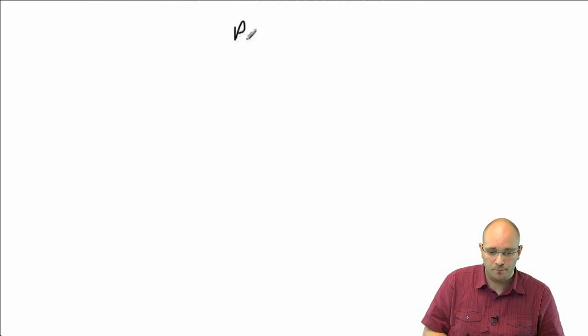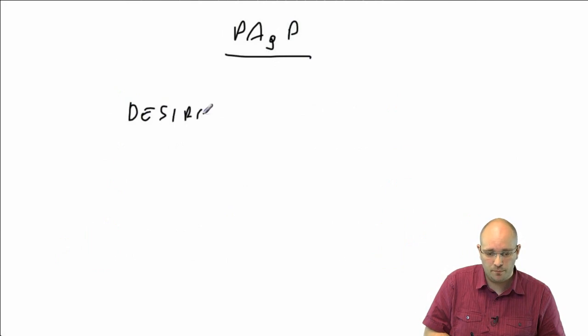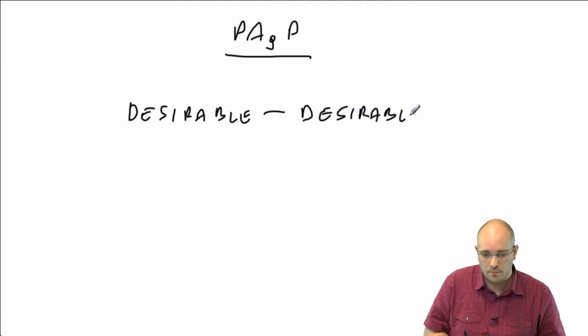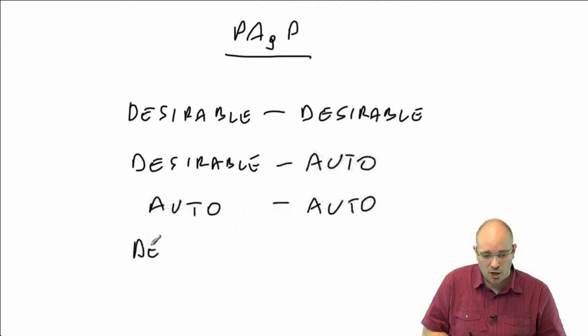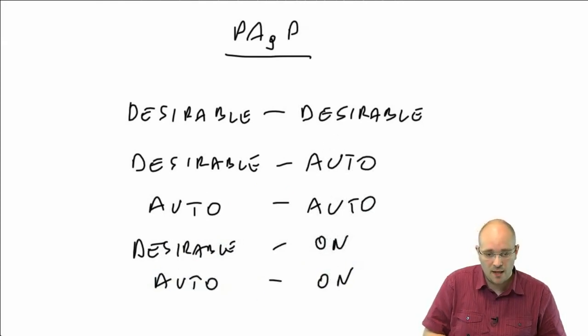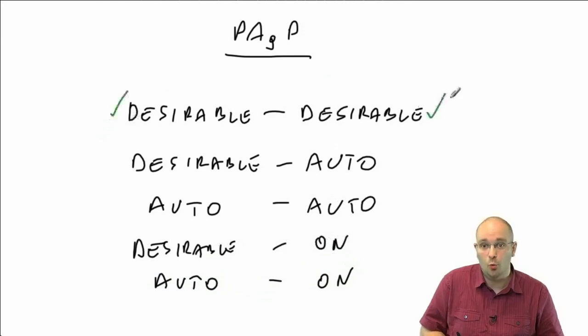What happens there? So when we have PAgP, we have desirable and desirable. We can have desirable and auto. We can have auto and auto. And finally, we can have desirable and on, and we can have auto and on. In this case, EtherChannel will be operational. In this case, it will be operational.